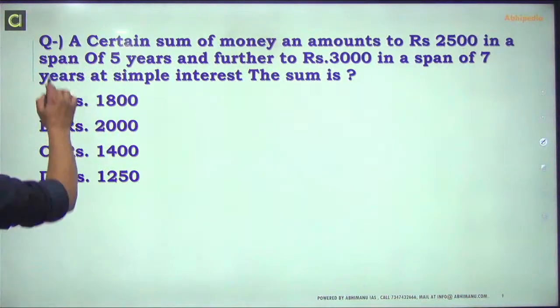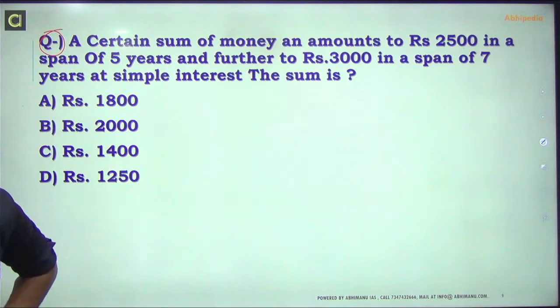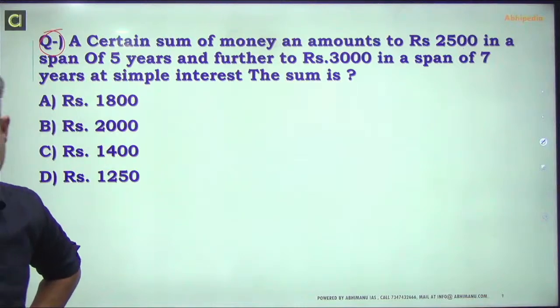A certain sum of money amounts to 2,500 in a span of 5 years and further to 3,000 in a span of 7 years. The simple interest, the sum is... Find out the sum. We already did this type of question. Can you tell me the answer? Sir, please repeat. Kamakshi, I can repeat.